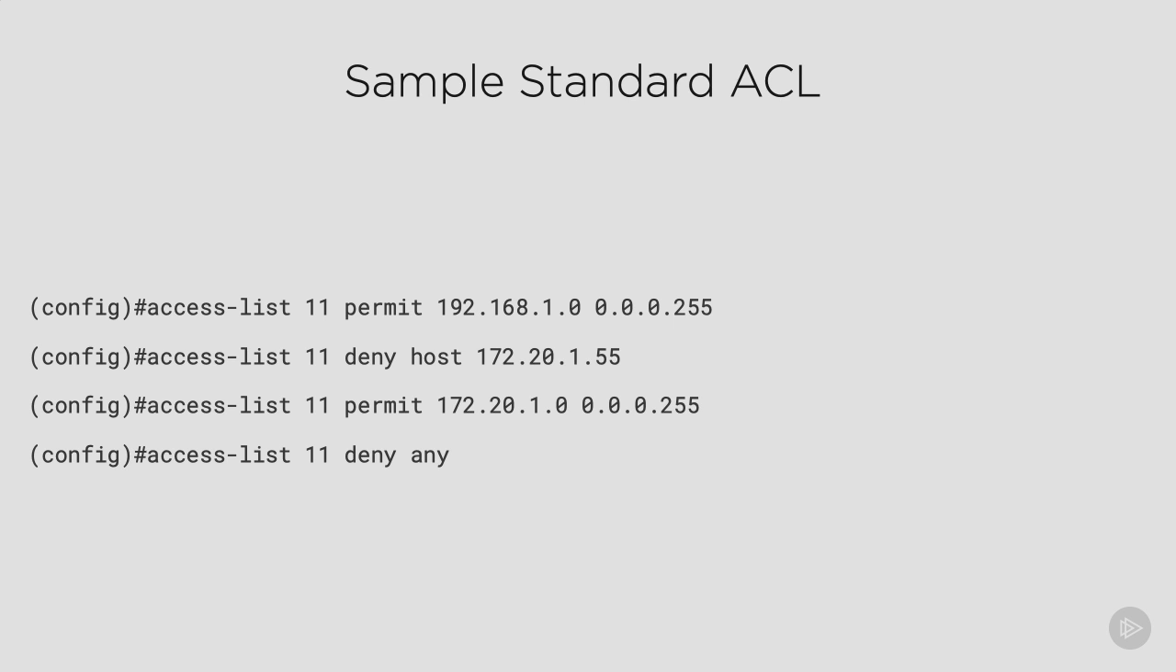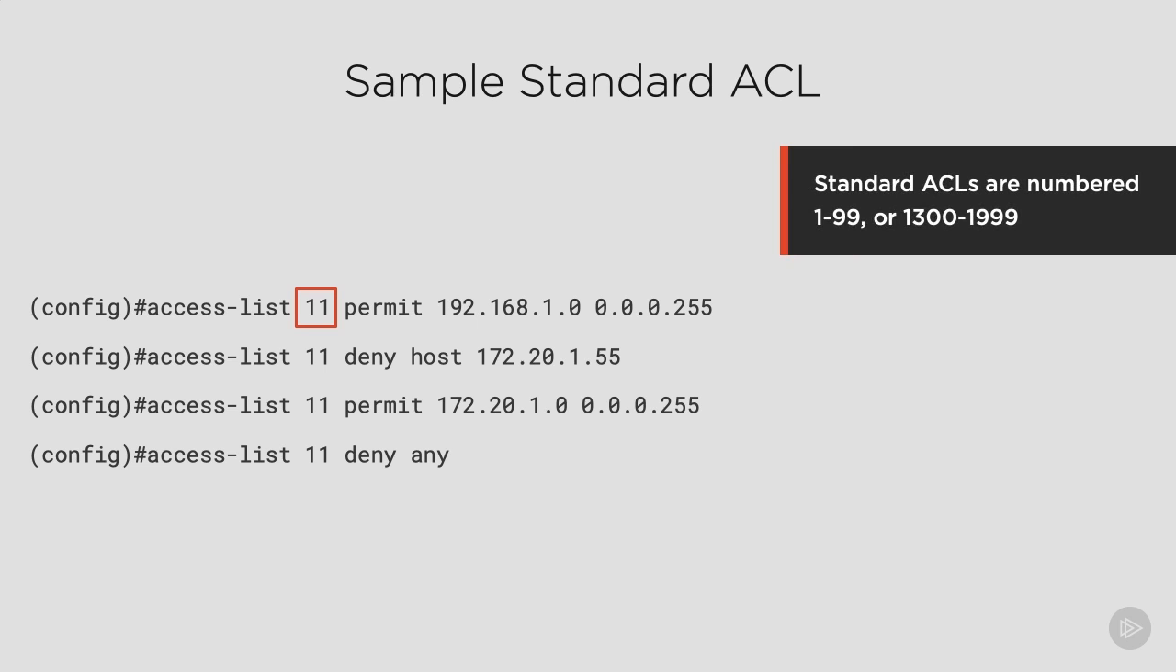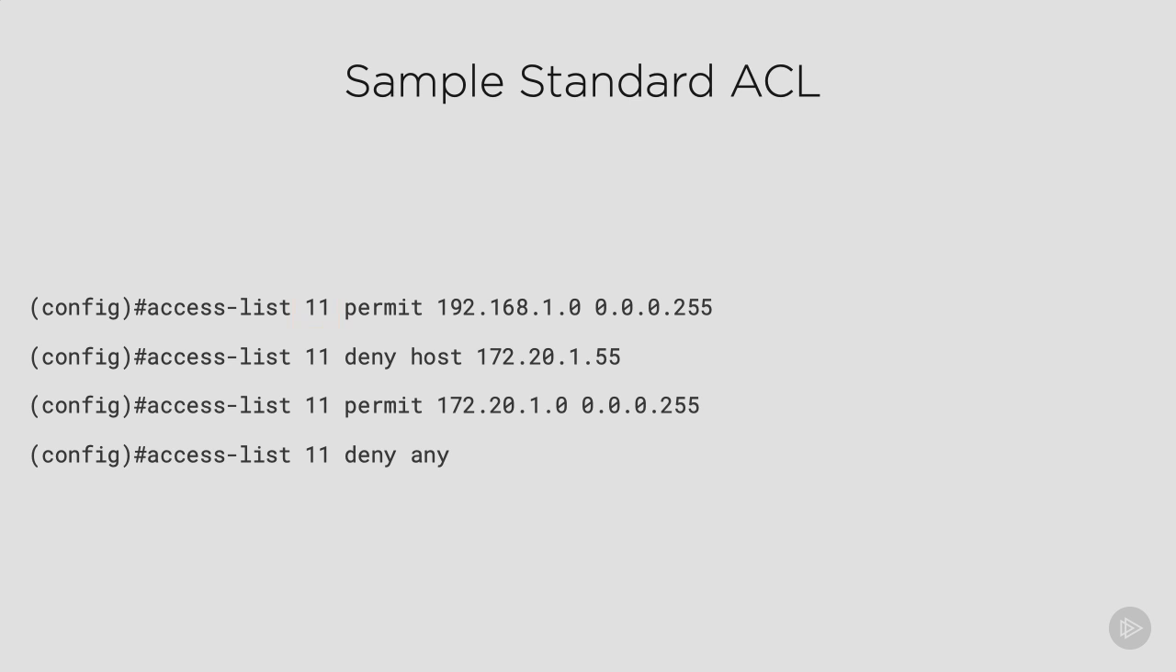Let's take a look at an example ACL and talk through some characteristics of access control lists that apply to all ACLs, not just standard ACLs. Here, I've assigned this ACL the number 11. For standard ACLs, the number has to be between 1 and 99, and then that was expanded to 1300 through 1999. This ACL has 4 lines, and each permit and deny statement is being configured in global configuration mode by using the command access-list, and then the number, and then permit or deny, and finally, the source traffic parameters.